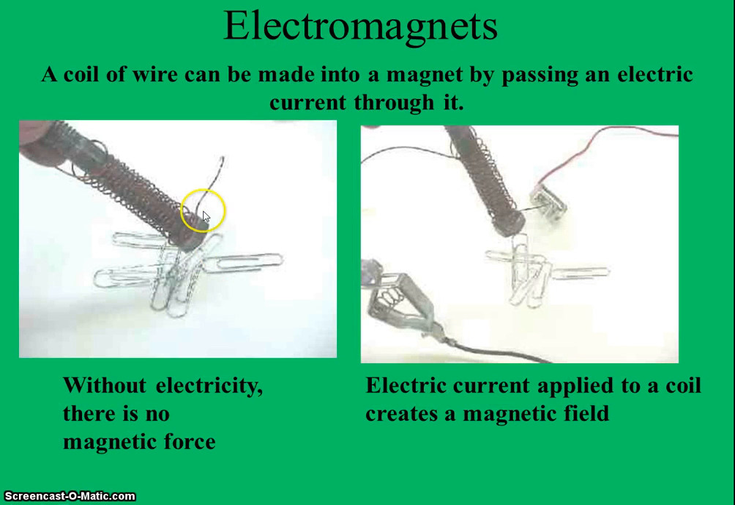So here, right, you see these paper clips just hanging out there. You've got this wire wrapped around this bolt made of iron, and there's no electricity, so the paper clips are just hanging out there. But then when we apply that current to the wire, sending it through there, you can see the magnetic attraction between the bolt and the paper clips. So no current, no magnet. Current, then you get a magnet. Very simple.